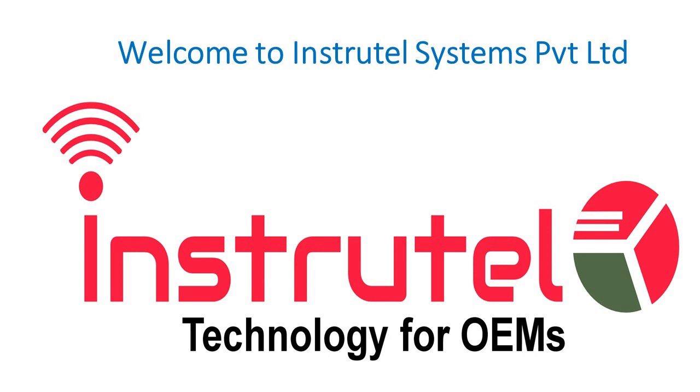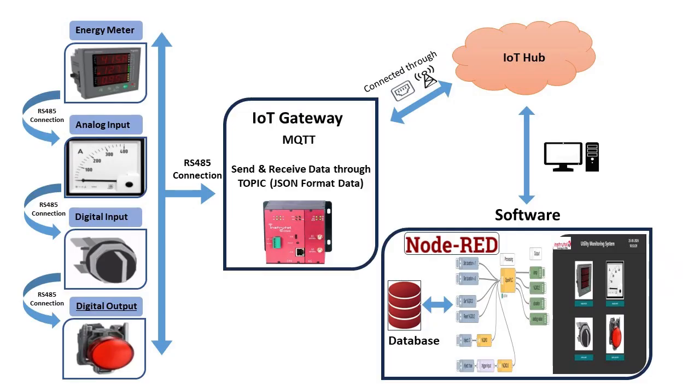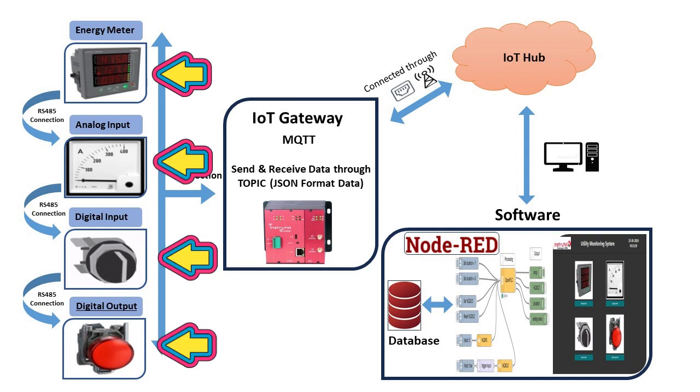In this video, I will demonstrate how we have integrated an IoT gateway device and created a powerful IoT application using Node-RED technology. This is the full overview of our MQTT application project, in which there are 4 devices: energy meter device, analog input device, digital input device, and digital output device. The 4 devices are connected to each other.